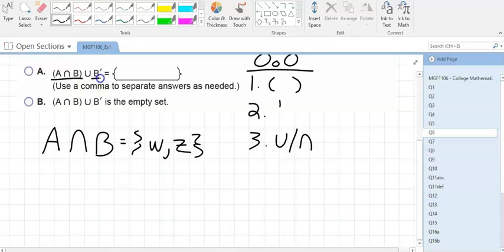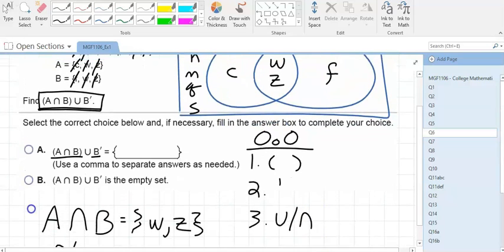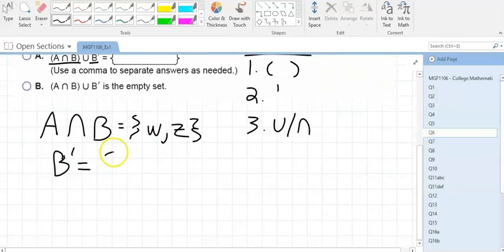Okay? And now, since we've already done the parenthesis part, now we start to do the outside part. So we need to take care of the complement first. So complement means give me everybody that's not in that set. So in this case, I need all the letters that are not in B. So that means the W, the Z, and the F are all out. Because W, Z, and F are all in B. So what letters does that leave us with? There you go. C, H, M, Q, S.